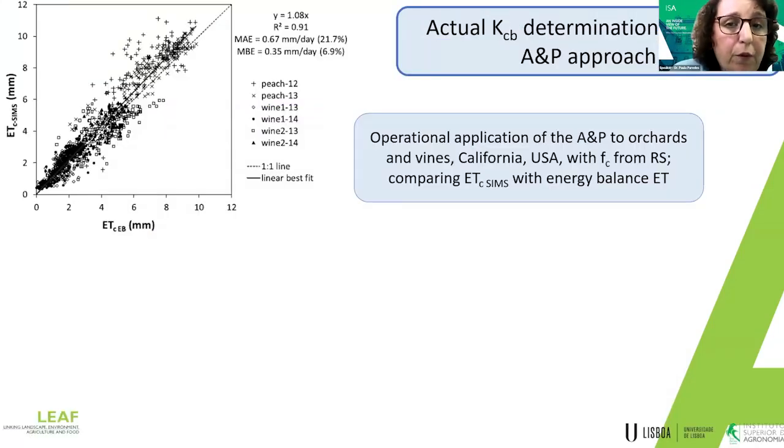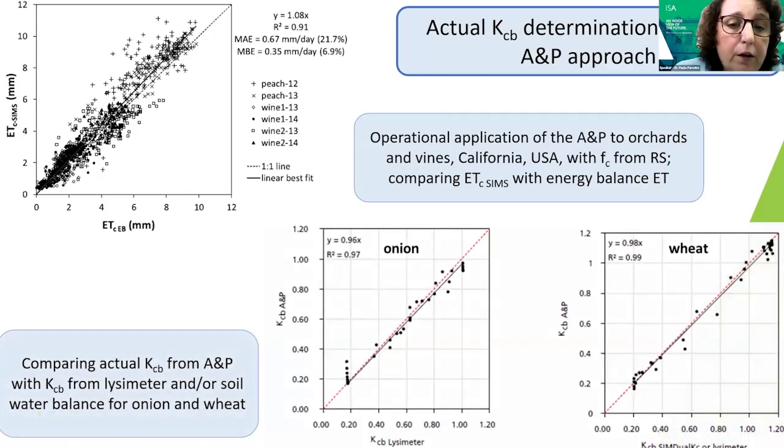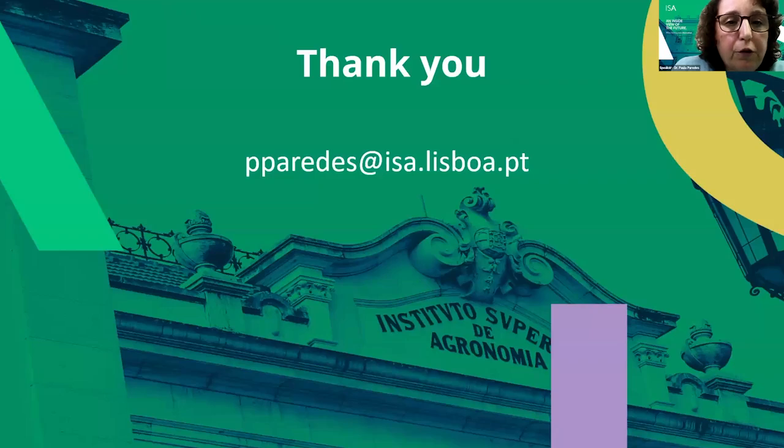So here you have two examples, one that is from California in the United States, and we can see that the ANP approach is very good. And here are two other examples Professor Pereira also has shown you for onion and tomato. Here are two other examples of the application of this approach against soil lysimeter measurements and also soil water balance computations. Thank you very much.